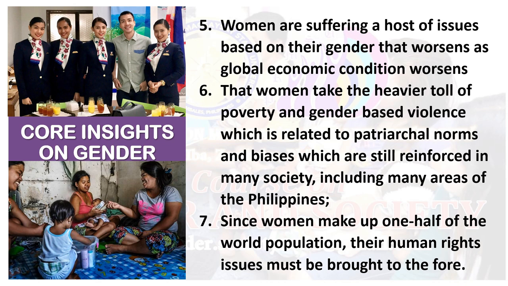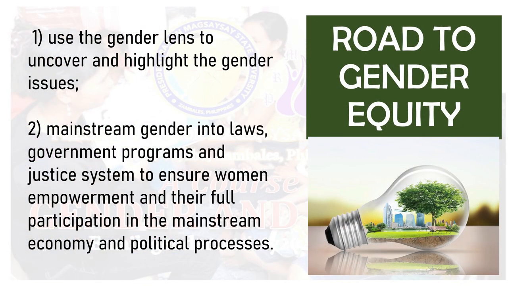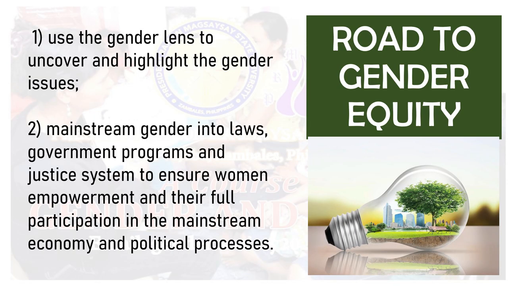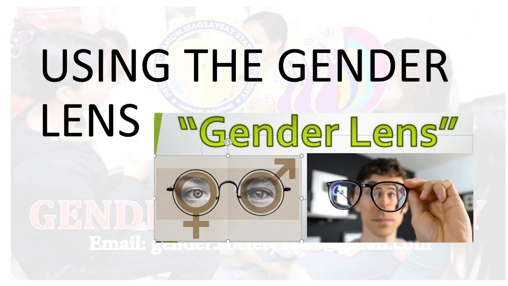To do this, among the many strategies that may be taken, individuals and governments must: 1. Use the gender lens to uncover and highlight the gender issues. And 2. Mainstream gender into laws, government programs and systems to ensure women empowerment and their full participation in the mainstream economy and political processes. Okay, let us go ahead and dissect the tourism industry and social issues relevant to it. What about the gender lens?